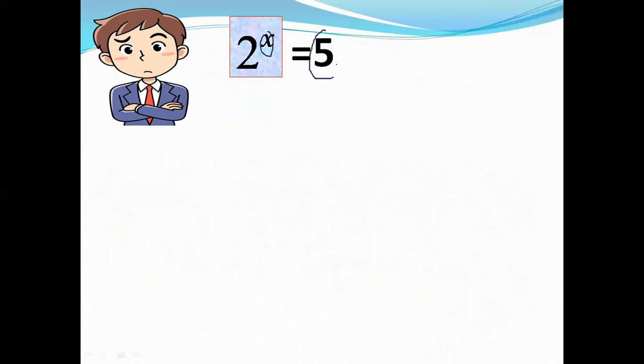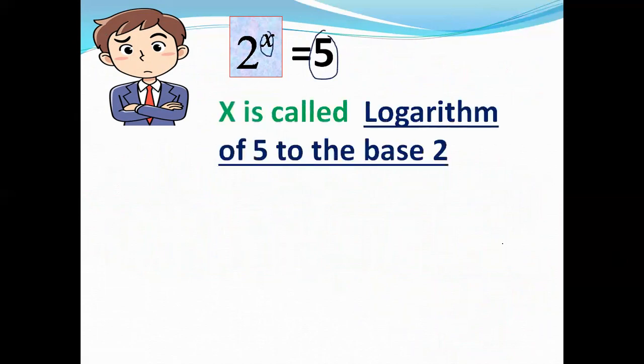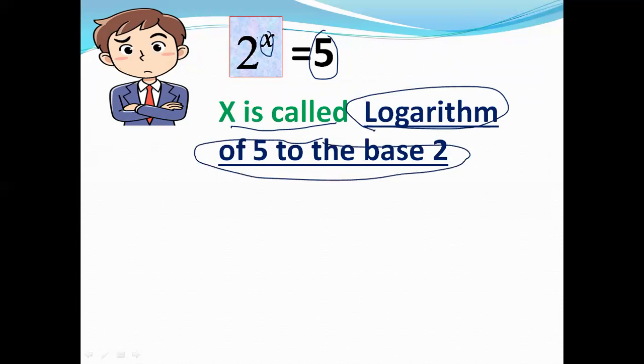X and 5. So here x is called logarithm of 5 to the base 2. We can write the statement logarithm of 5 to the base 2 simply as log 5 base 2. That log 5 base 2 is equal to x.